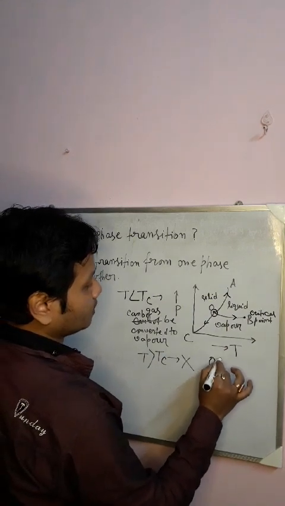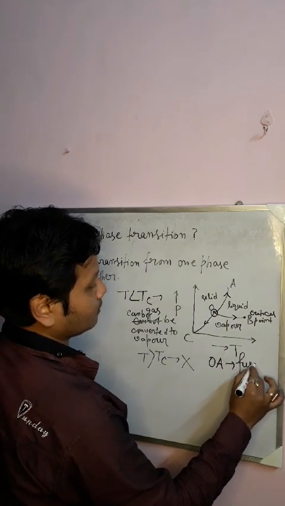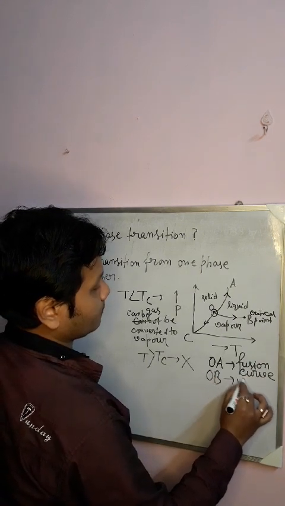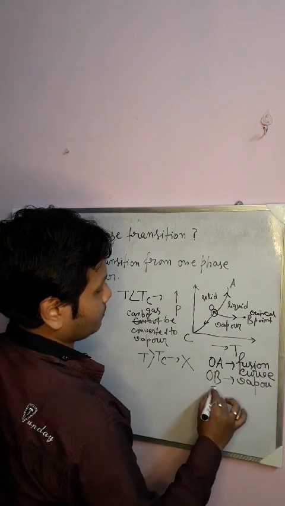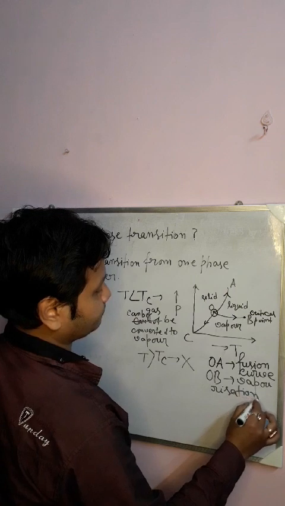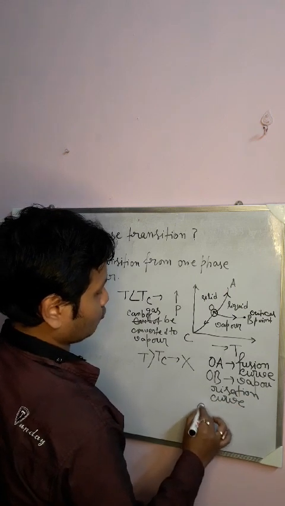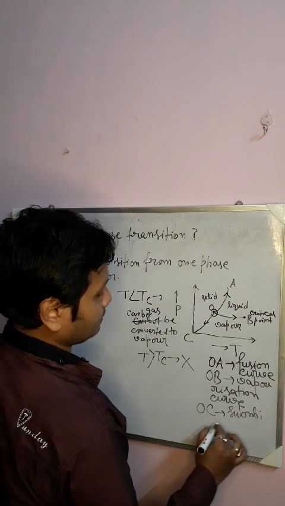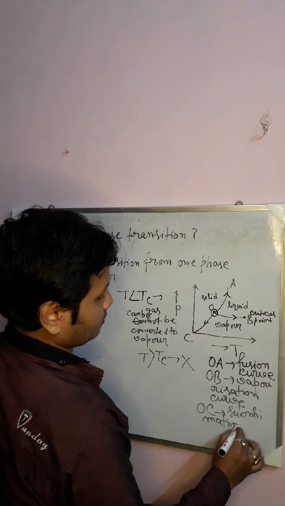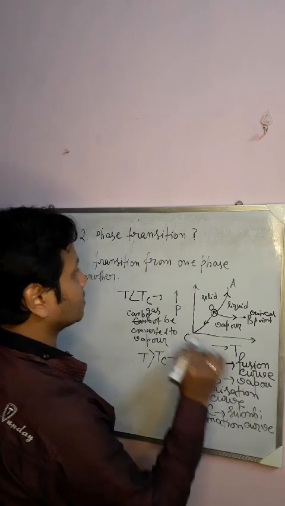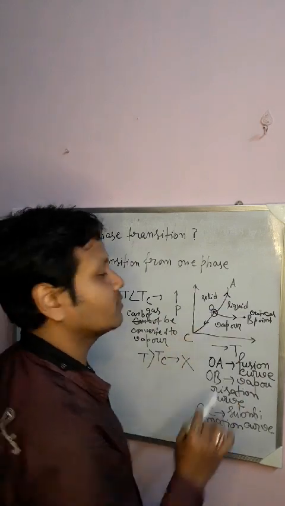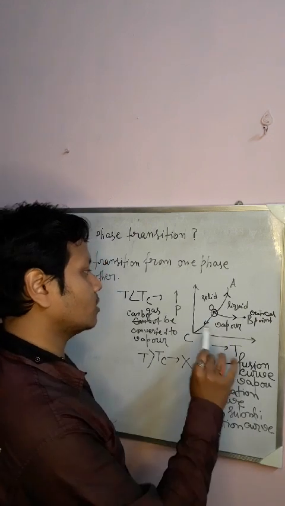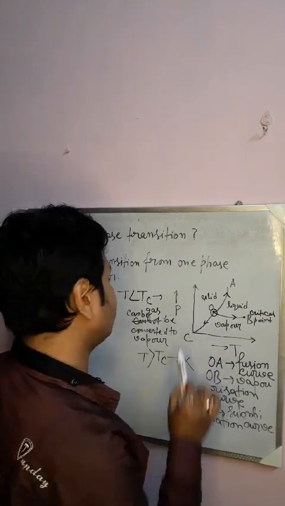Okay, more commonly OA is called fusion curve, OB is called vaporization curve, and OC represents the sublimation curve. Okay, so this is the definition of phase transition, that is transition from one phase to another phase, and as a result we take the example of triple point, and we also learn it later. So I just give an example.